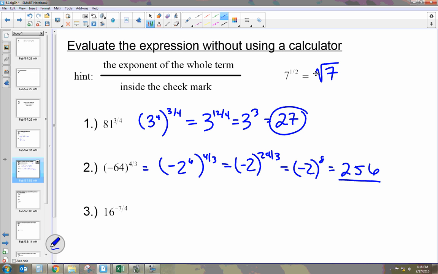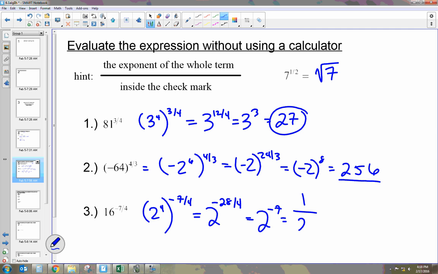And the very last one, we can rewrite 16 as 2 to the 4th, to the negative 7 over 4, which we can rewrite as 2 to the negative 28 over 4, which is 2 to the negative 7, which is 1 over 2 to the 7th, which is 1 over 128. Okay, so we're done with that one. All right, let's look at this next one.